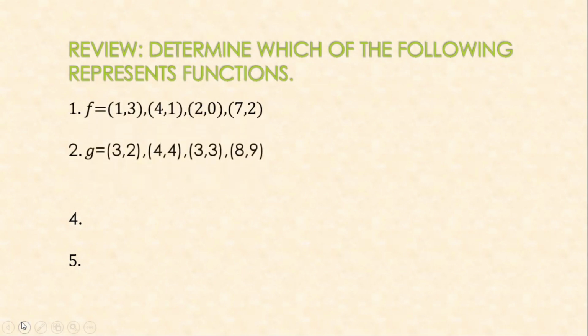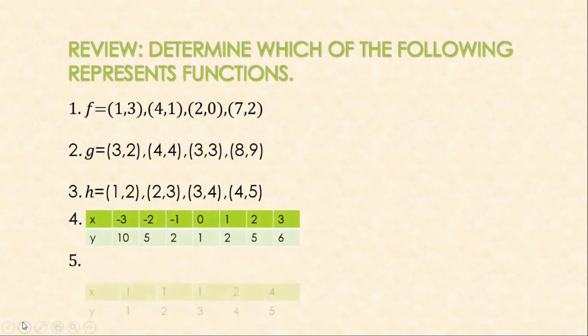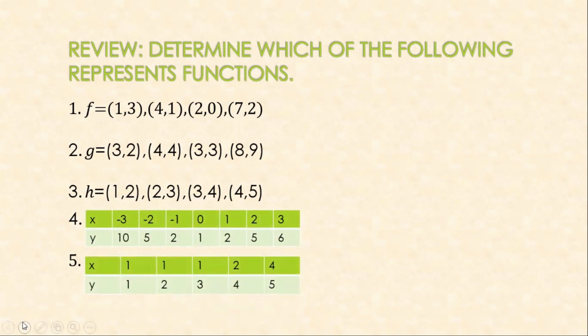So here we're going to determine which of the following represents functions. In number one, we have a set of ordered pairs. And what we're going to do here is a mapping diagram. So this is to show the correspondence between a domain and the range. So first, we will list down the domain in the first set of ordered pairs.